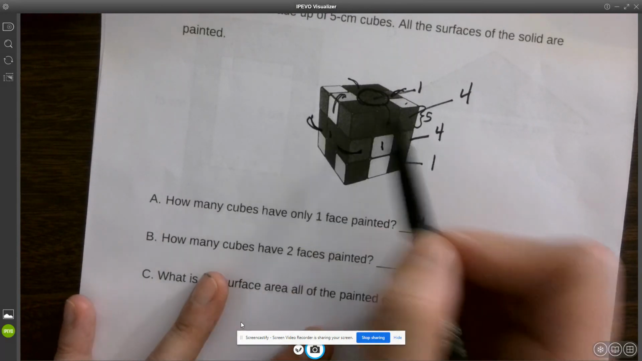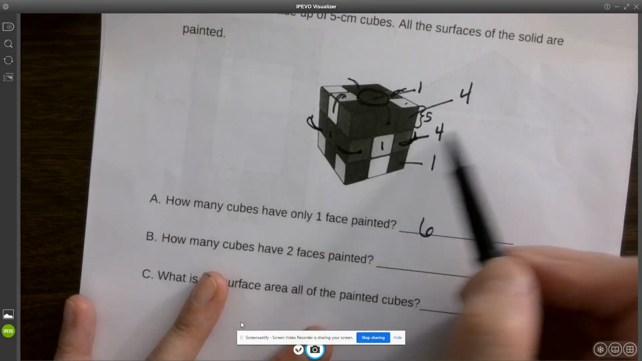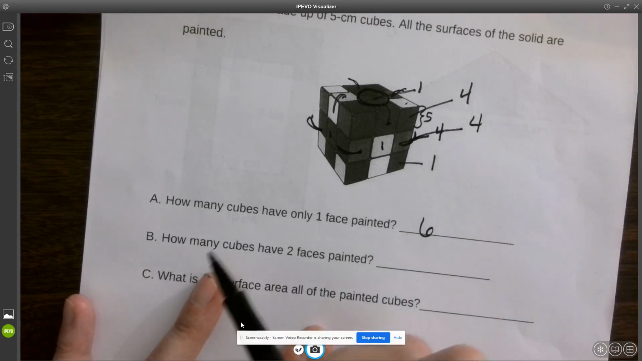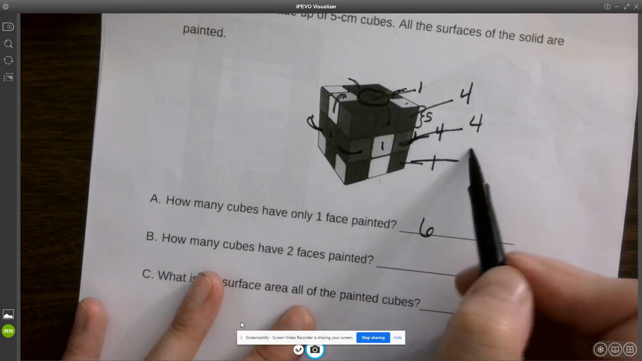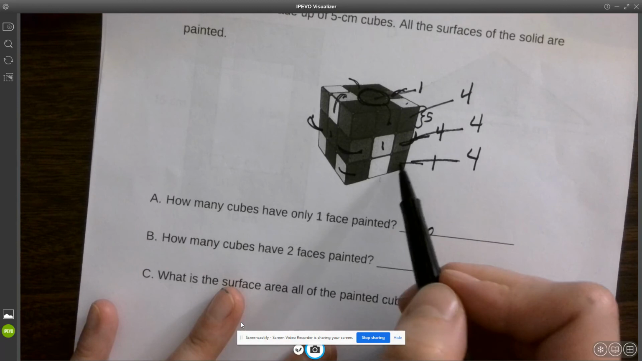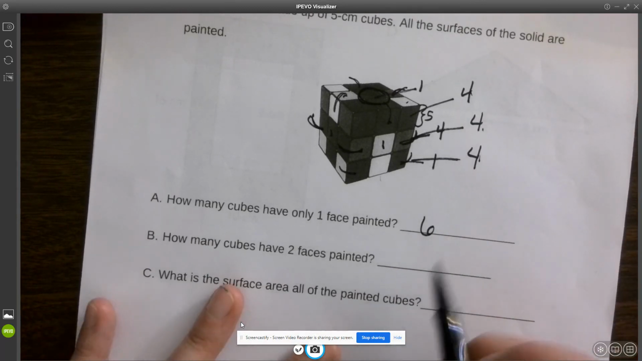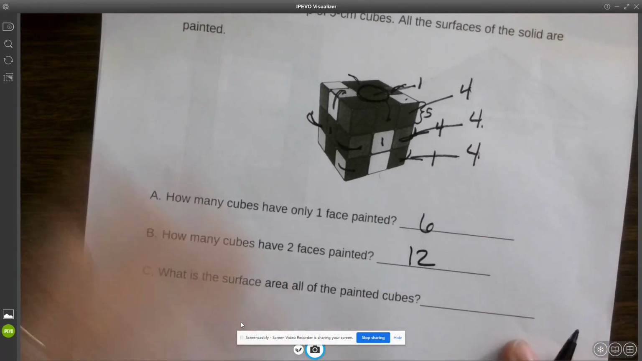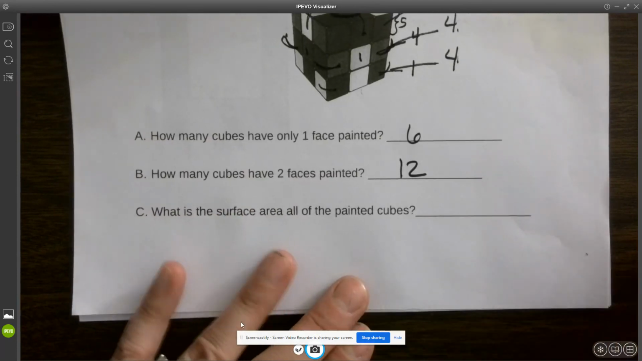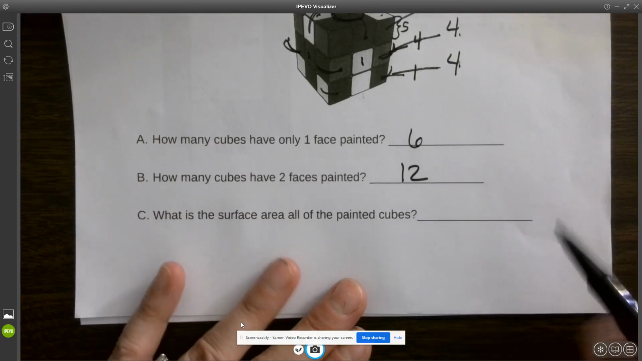That one would have 2. The back one would have 2, and this one would have 2. So this one has 4 as well. And then the bottom would be the same as the top. So how many have 2? Well, 4 plus 4 plus 4. There are 12 of them. This one is just hard to visualize. That's why it's extra credit.